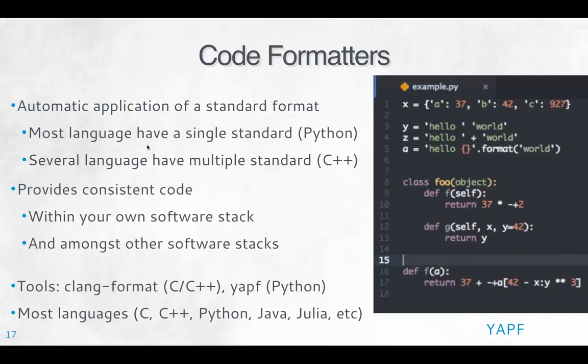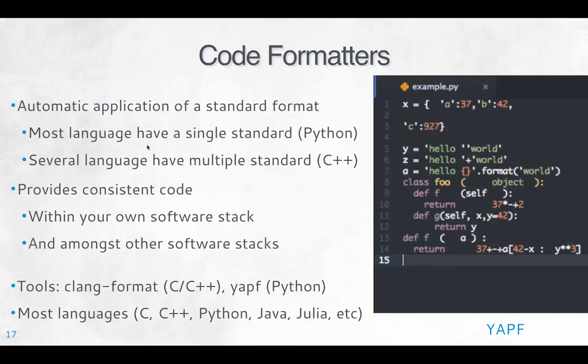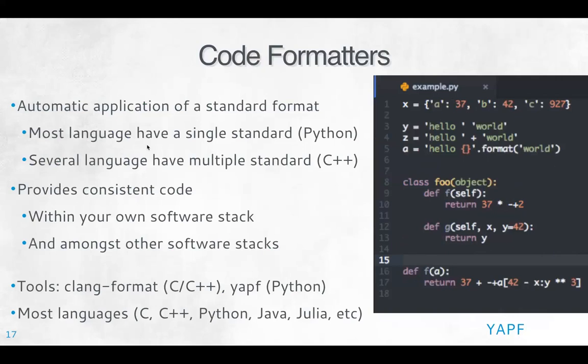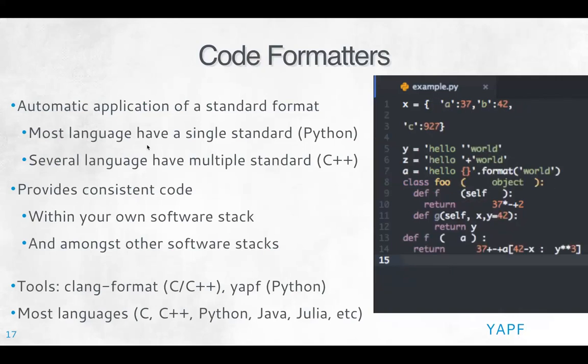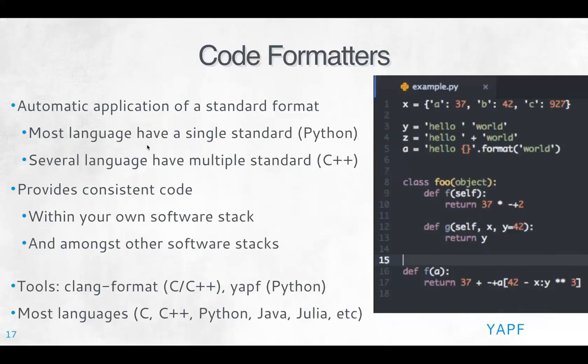One of the interesting things about this is that several languages have a single standard. For example, Python has something called PEP8, which effectively everyone uses within the Python world. But languages like C and C++ actually have multiple standards depending on who you talk to. For example, for C++, there's Clang, GNU style, and Google style code formatting. Each of them is relatively similar, but still a little bit different.